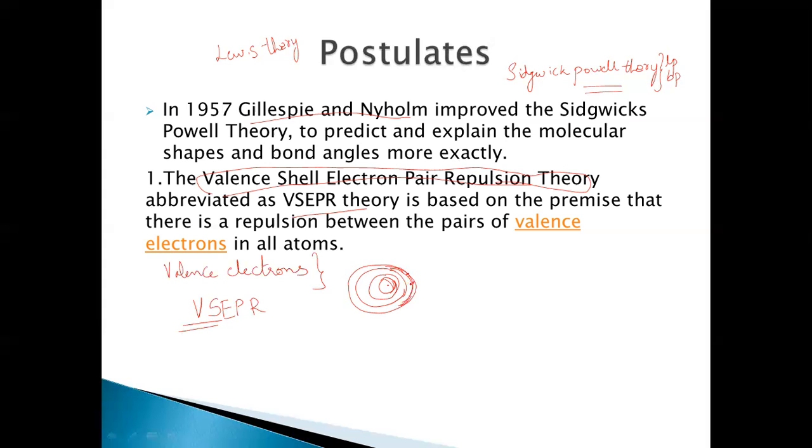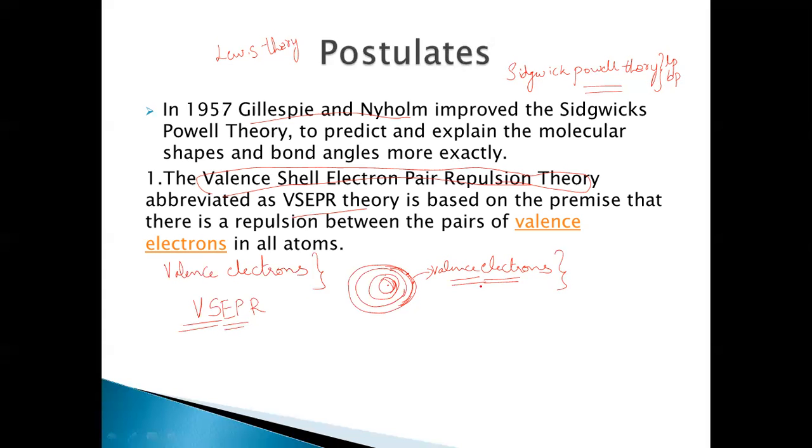We know that the electrons present in the outermost shell are valence electrons, and these are the electrons which participate in bonding, or which influence the bonding with the other atoms. So it is these electrons which play an important role in chemical bonding. So we concentrate on these electrons now: the valence shell electron pairs.